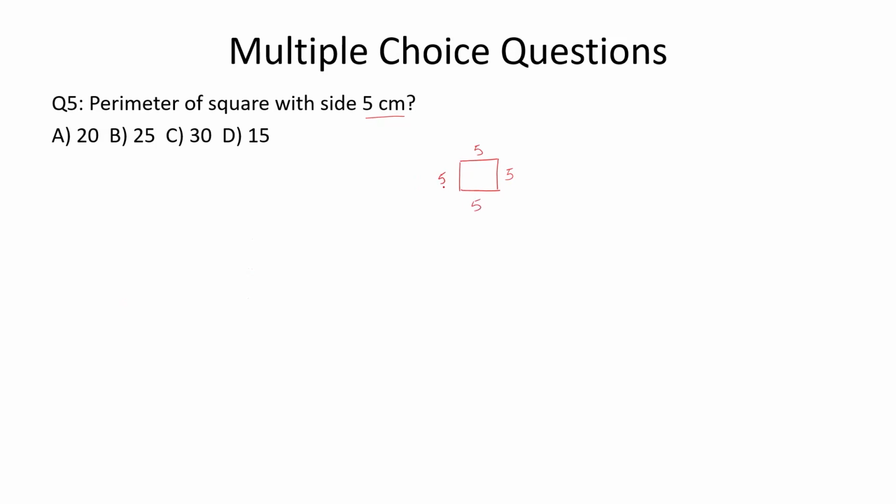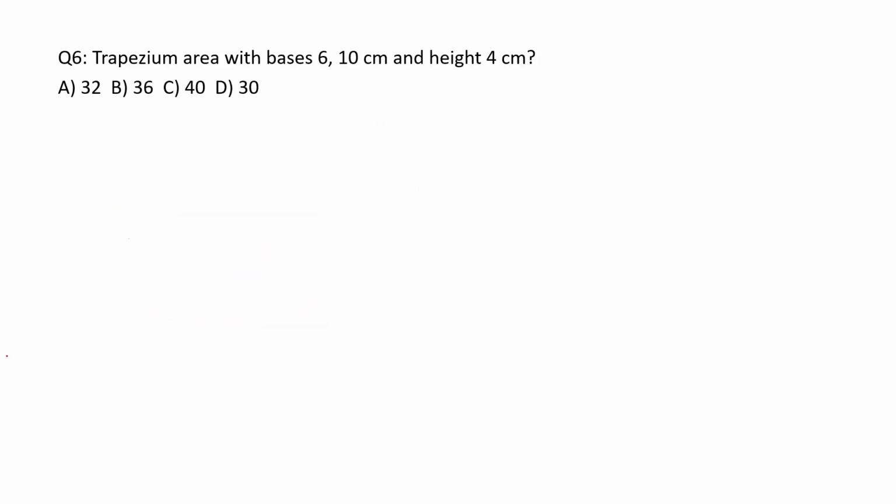Now next is, what is perimeter? Perimeter is, start from any point, come back to the same point. So perimeter is 4 times side. So 5 plus 5 plus 5 plus 5. So perimeter is equal to 5 plus 5 plus 5 plus 5, or it is 4 into 5 and it is 20. So option A is correct. Is that okay? Next problem.